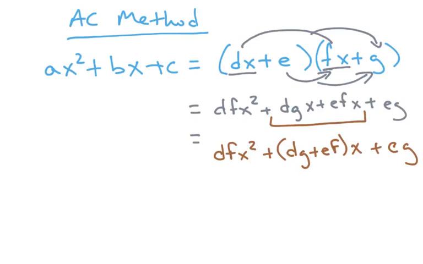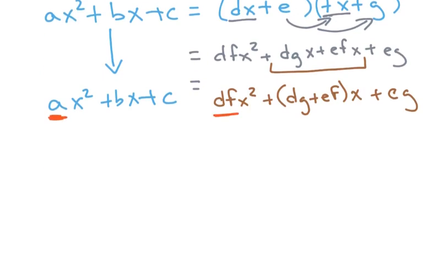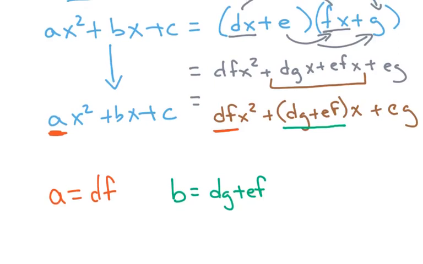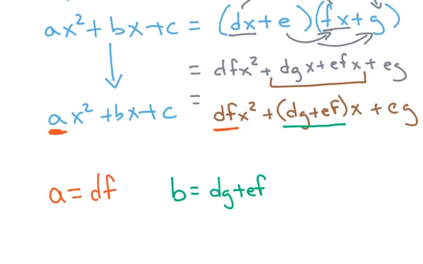Okay. Now, what this tells me is that the right-hand side, remember, is the same thing as the left-hand side. Okay? And what this is telling me is that A matches up with DF. So A equals DF. Okay? We also know that DG plus EF is B. And then the back side, let's go with purple. I think purple sticks out more. This is EG, right? EG matches up with C.